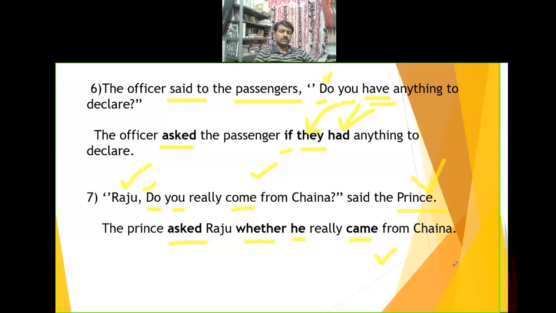Yes. So these are some examples. Like this, you have to change it, and you have to practice it. Many students, once again, you have to write all those and practice it. So okay, that's it, my students.